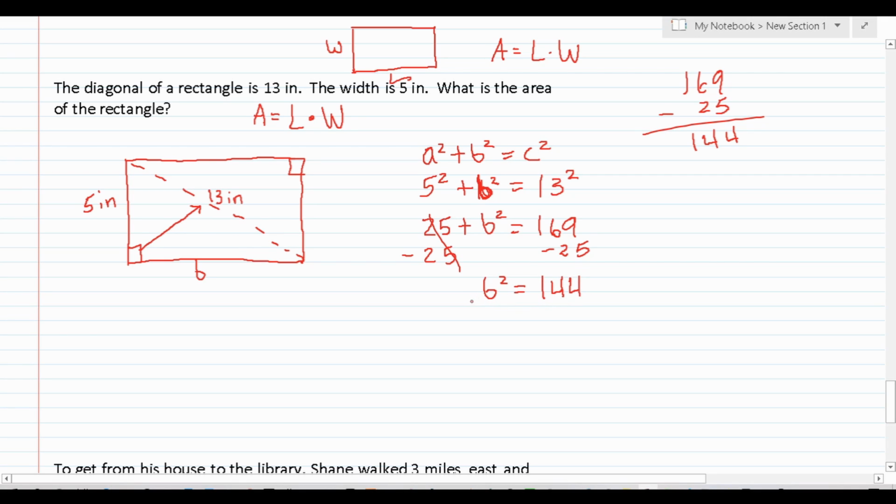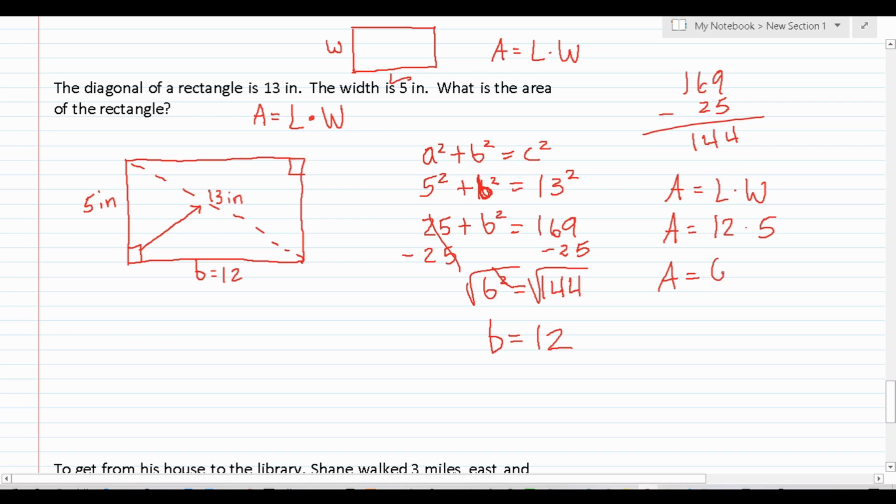144. So let's take as our next step the square root of both sides to get rid of this square on this side, which will leave us with just b. Square root of 144, as we've seen already, is 12. And again, this b corresponds to the length of this rectangle. So now we have everything we need to solve for the area of this rectangle. So again, area equals length times width. Area equals, the length is, as we can see, 12 times the width, which is 5.